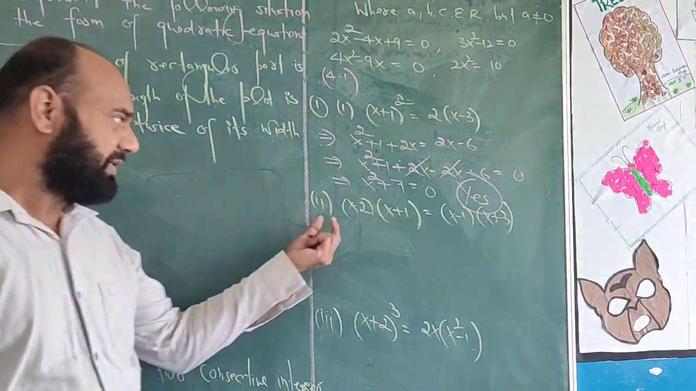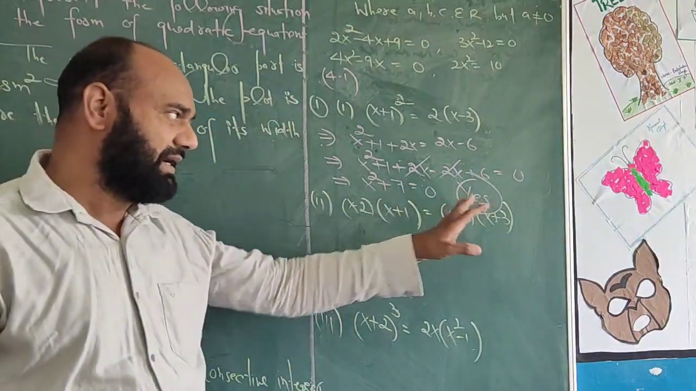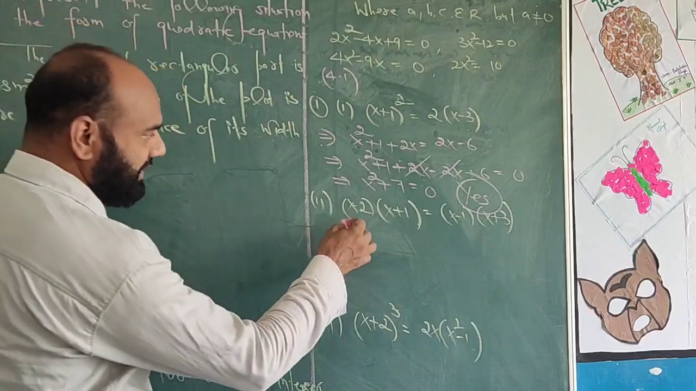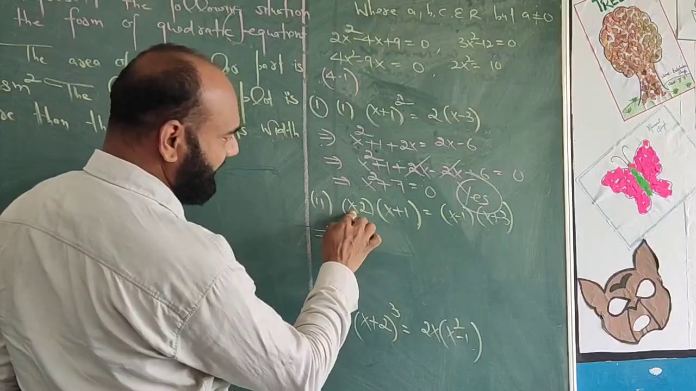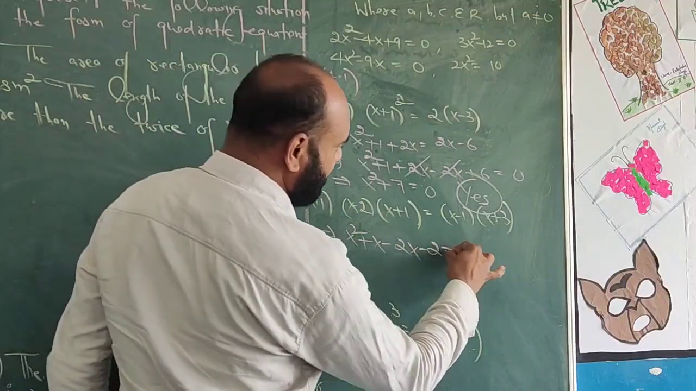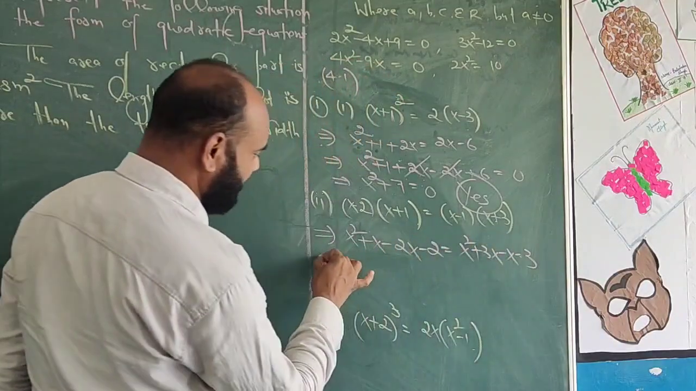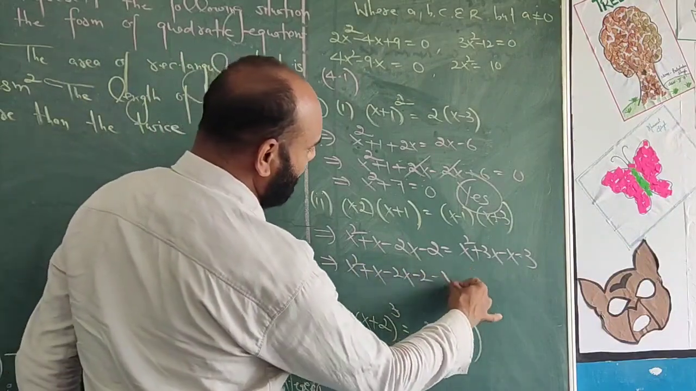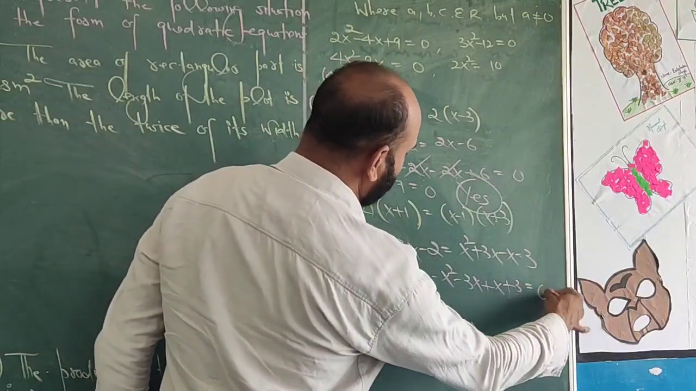Now the second question is (x minus 1) multiplied by (x plus 1) is equal to (x minus 1) multiplied by (x plus 3). So first of all, we simplify the equation on the left hand side as well as the right hand side. By simplifying, we get x square plus x minus x minus 1 is equal to x square plus 3x minus x minus 3. This implies x square plus x minus x minus 1 minus x square minus 3x plus x plus 3 equal to 0.